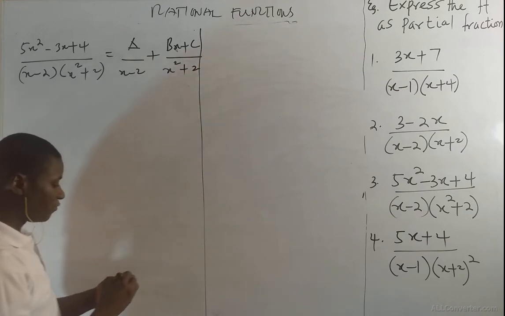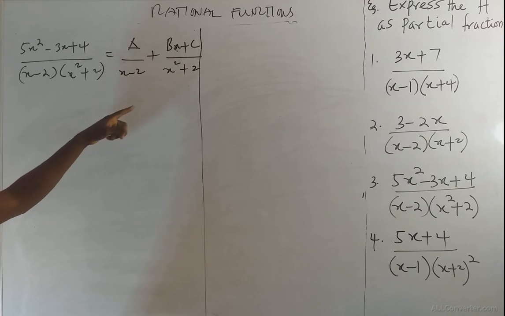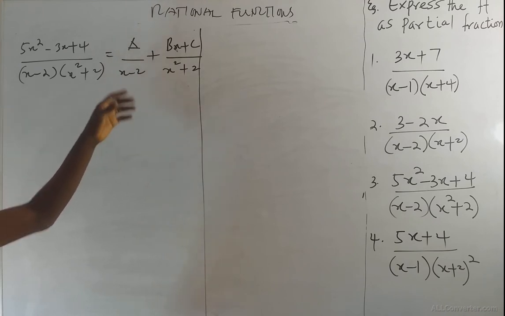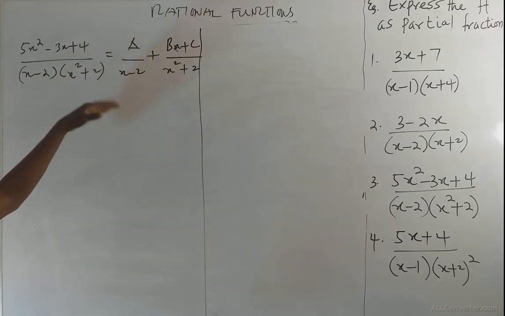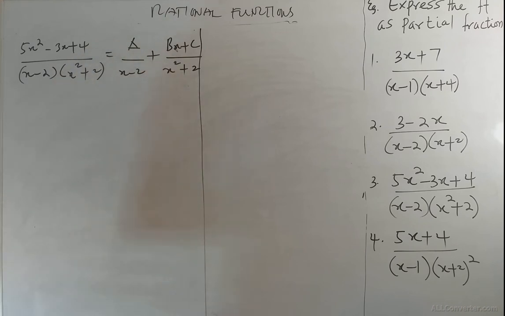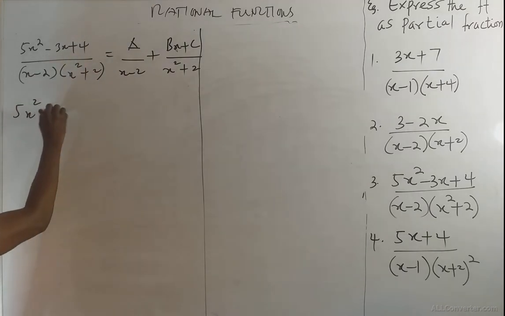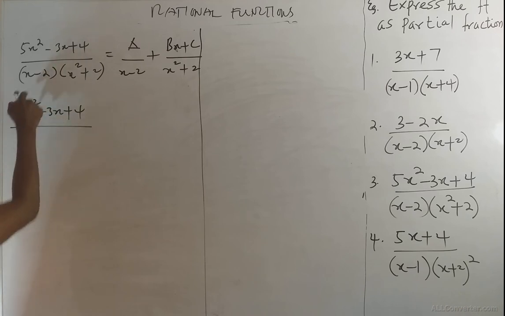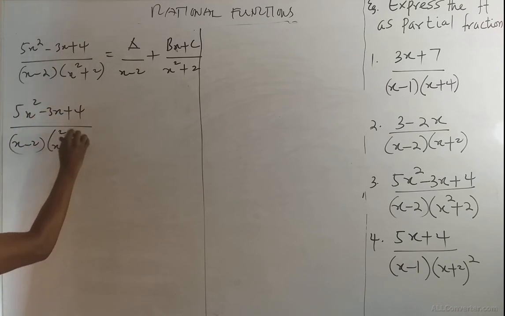So when you refer to part 2 of this presentation, you understand why it's bx plus c, because I've already explained that if it's a quadratic. So if one of the factors is quadratic, then the denominator has a quadratic factor. So it is a over x minus 2 plus bx plus c over the quadratic factor. So we now simplify. Then we are going to have 5x squared minus 3x plus 4 over x minus 2, then we have x squared plus 2.